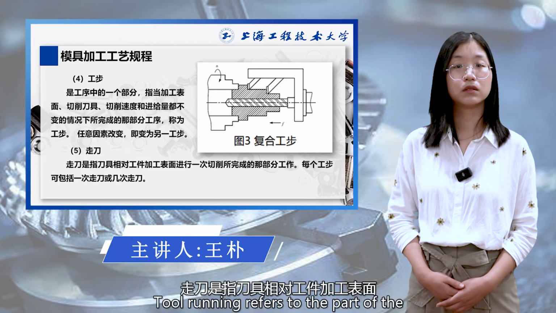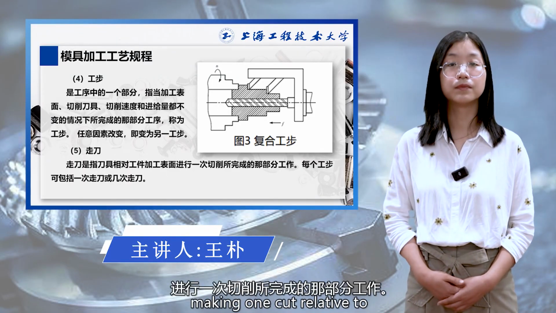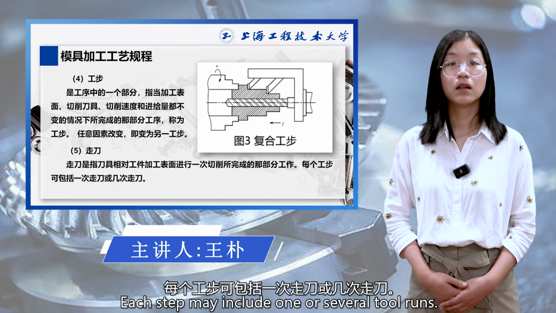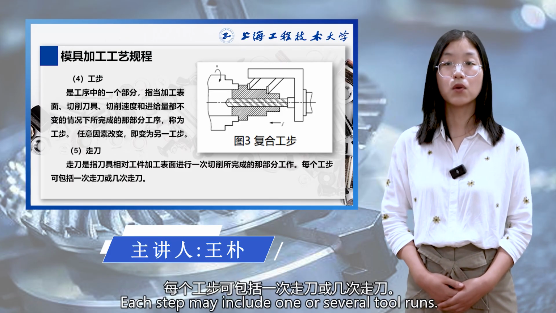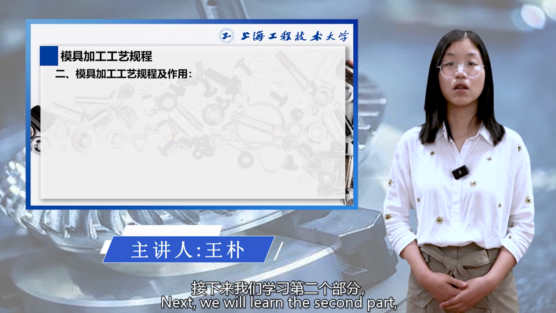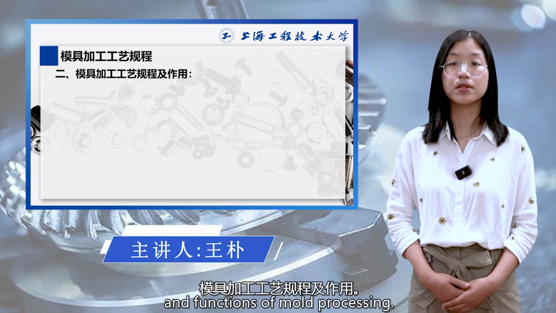Tool run refers to the part of the work completed by the tool making one cut relative to the workpiece machined surface. Each step may include one or several tool runs. Next, we will learn the second part, the process specifications and functions of mold processing.